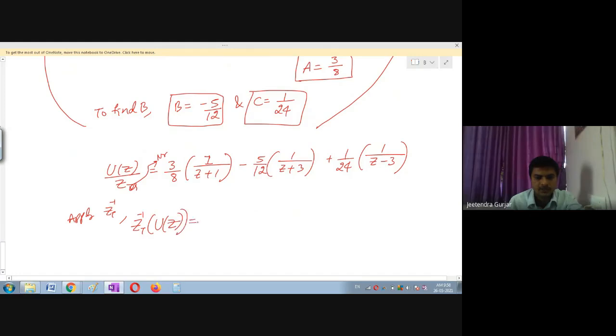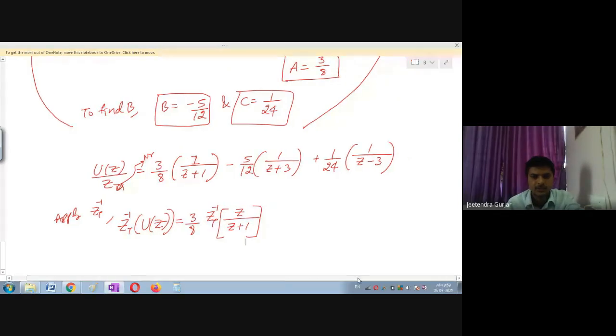Is it clear? So this is equal to 3 divided by 8, which is a constant, and I will take it outside the inverse z transform. This is z divided by z plus 1. See, in the numerator z is there because of this; in the denominator, this full z I am going to multiply into the numerator, students. Next is minus 5 by 12 times the inverse z transform of z divided by z plus 3, students.